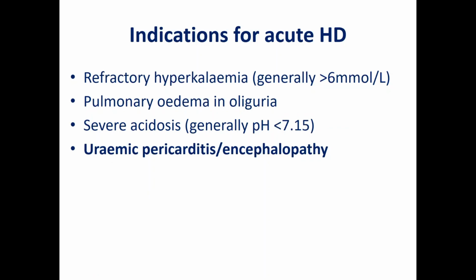If they're severely acidotic, and that generally means a blood pH of less than 7.1 or 7.2. And the only absolute indication really in that situation is the uremic pericarditis and encephalopathy. So if someone is truly encephalopathic or has a uremic pericarditis, they are absolute indications for renal replacement therapy.